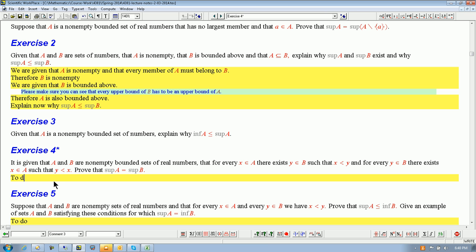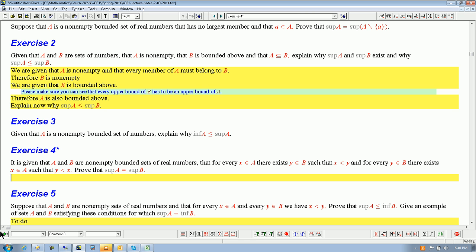So we're going to talk about this problem. Now, I don't have to justify why sup A exists and why sup B exists, because it's given that the two sets are non-empty and bounded. You know, bounded. I could have said bounded above. I got lazy, because below is not of issue here. Okay, and we want to prove that sup A is equal to sup B.